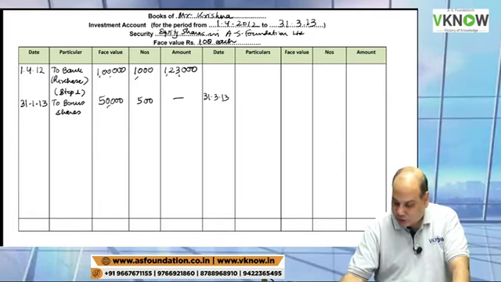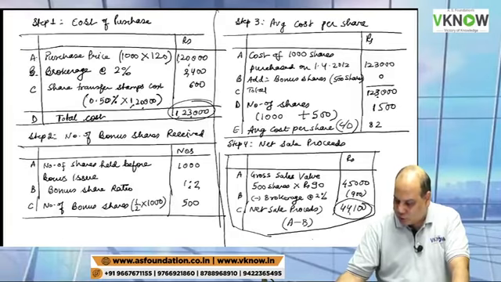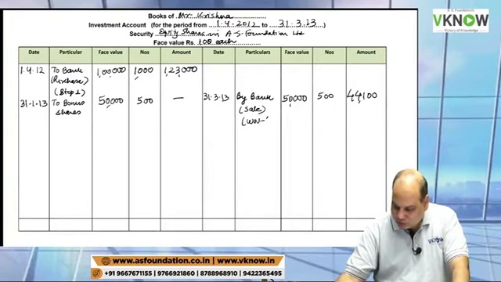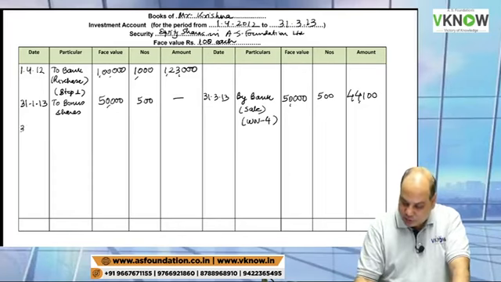31st March 13, by bank, sale. 500 shares are sold. 50,000 is face value. On the screen, working note 4 below, right side, 44,100 is the amount realized. So you will write here working note 4 or step 4. And then on debit side, you will recognize profit also, to P&L account, profit on sale.